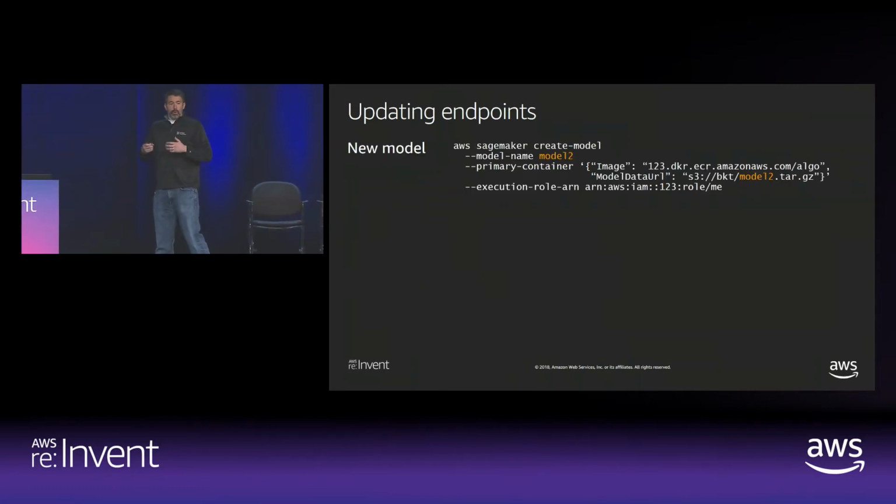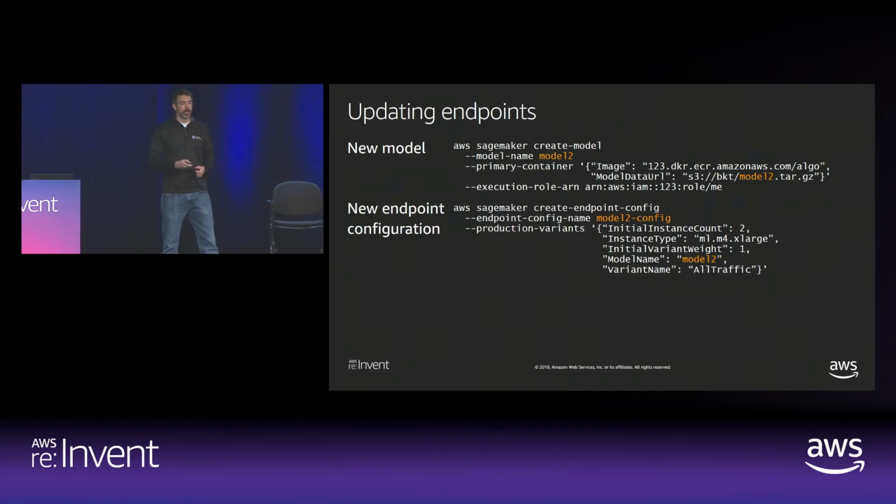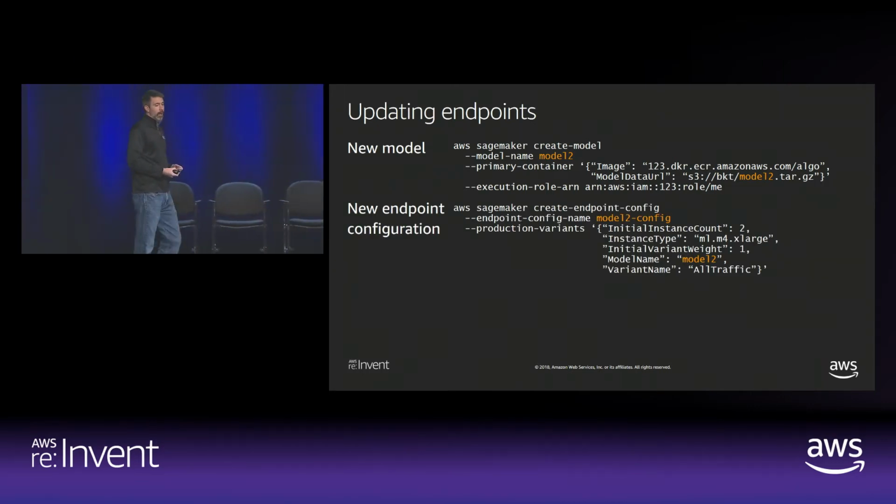So to do that updating endpoint operation, it looks very similar to our last block of code. We're going to create a model. In this case, we're going to call it model2. We're going to point at a different model artifact in S3, model2.tar.gz. We're going to create a new endpoint configuration. We're going to call that model2-config, and we'll just point at the model2 model name that we just created in the previous step. But that's the only thing that's different.